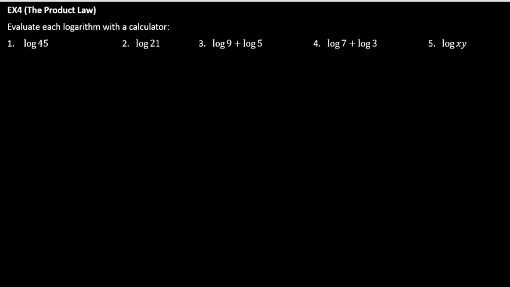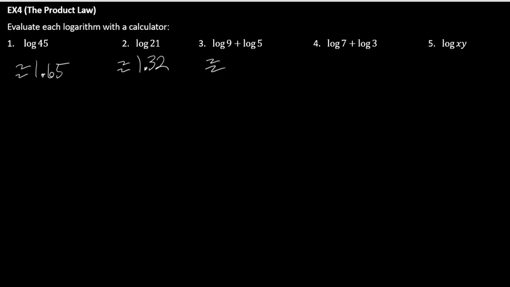Okay, so on to the product law. So we're going to see a similar pattern here. So right now we're just going to evaluate with a calculator. So we're going to say, and we're not going to mess with the base at all, we're just going to say log of 45. Okay, so this is approximately 1.65. We round to the nearest hundredth. This guy here, log of 21, that is approximately 1.32.